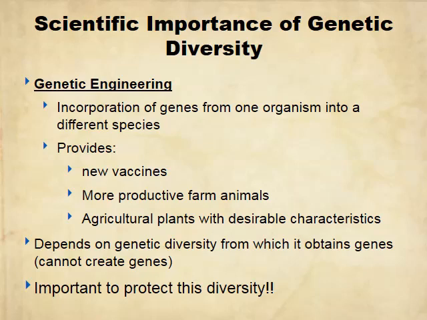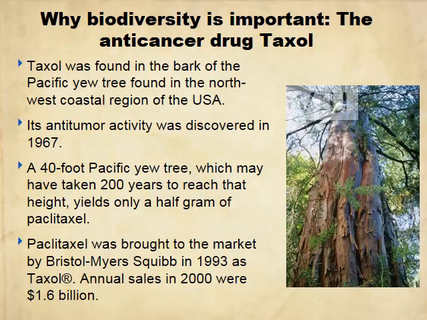It's really, really important to protect this diversity for ourselves as selfish humans, but also for biodiversity itself and the ecosystem. So here's just one example of why biodiversity is super important. There's an anti-cancer drug called Taxol, and it was initially found in the bark of the Pacific yew tree, which is in the northwest old-growth coastal regions of the U.S. And it was discovered in 1967.